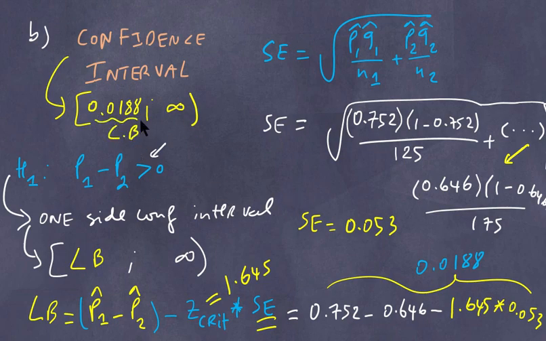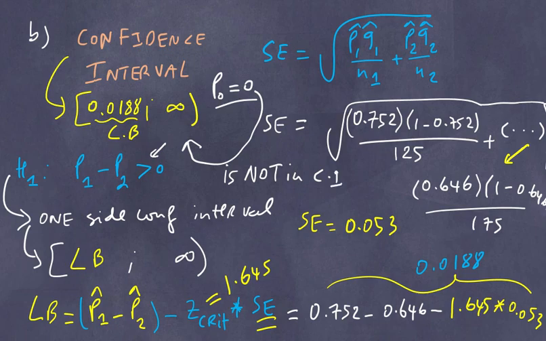And this is the lower bound for that confidence interval. Based on the confidence interval, we can still reject H0 because P0, the difference between P1 and P2, is not in the confidence interval. If the value P0 was in the confidence interval, we would not have rejected H0. But because the value P0 is not in the confidence interval, we must reject H0, which is really good because that's the same conclusion that we had in the previous question.